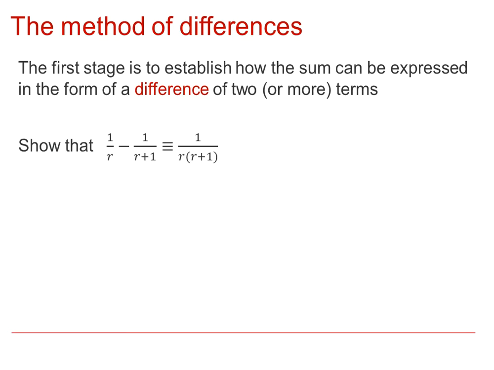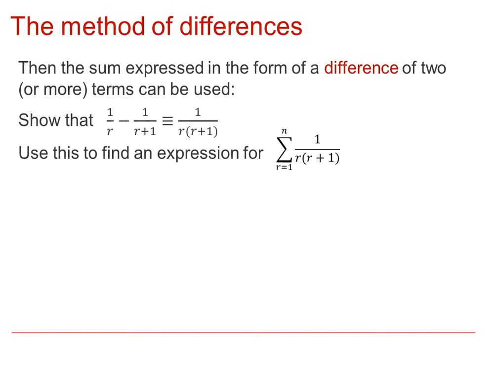For example, here we need to show that 1 over r minus 1 over r plus 1 is equivalent to 1 over r(r plus 1). You can do this by simple fraction manipulation. You might then be asked to use this to find an expression for the summation.